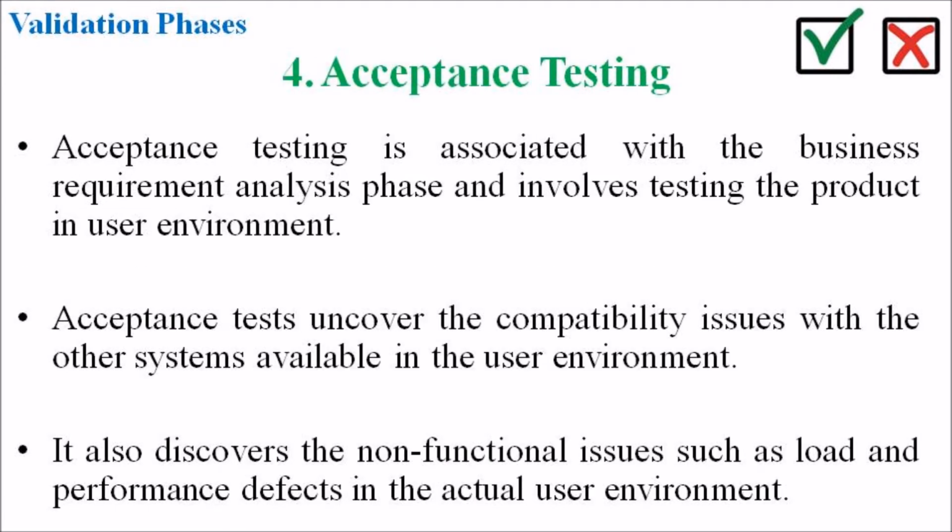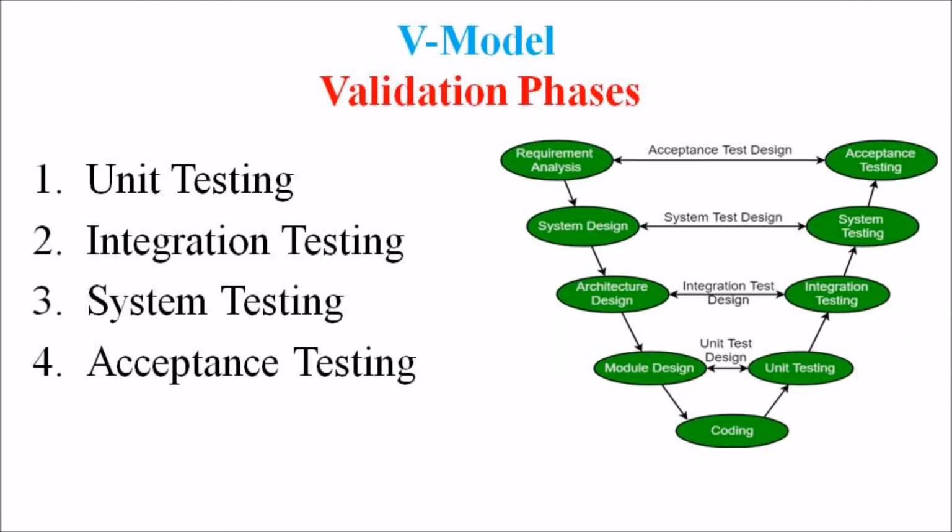And the final one is acceptance testing. The acceptance testing is associated with the business requirement analysis phase and involves testing the product in the user environment. Acceptance testing uncovers the compatibility issues with the other systems available in the user environment. It also discovers the non-functional issues such as load and performance defects in the actual user environment. So these are the different phases of the validation step. Those steps are unit testing, integration testing, system testing, and acceptance testing.